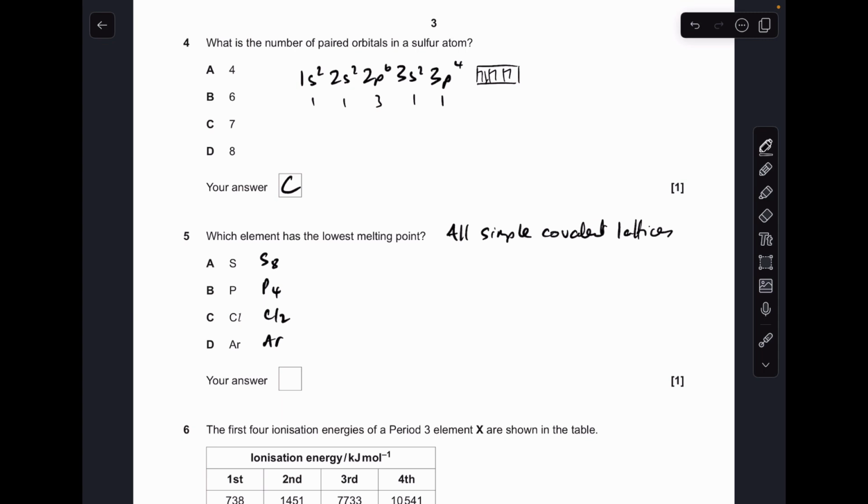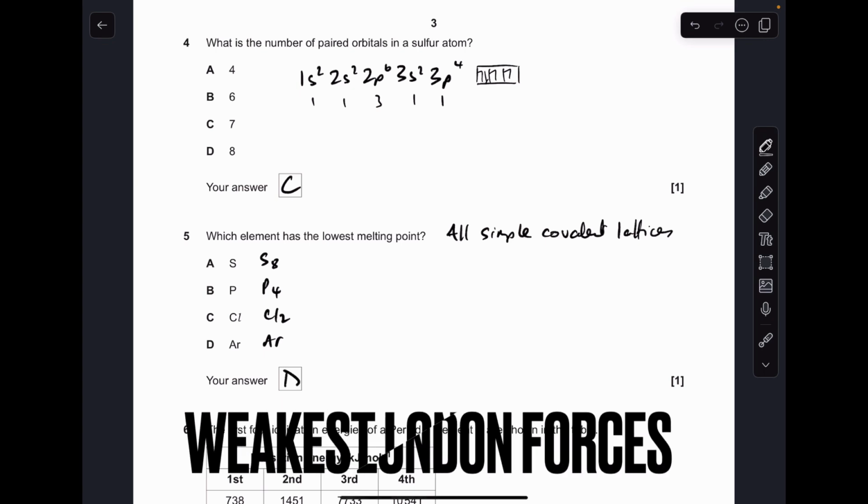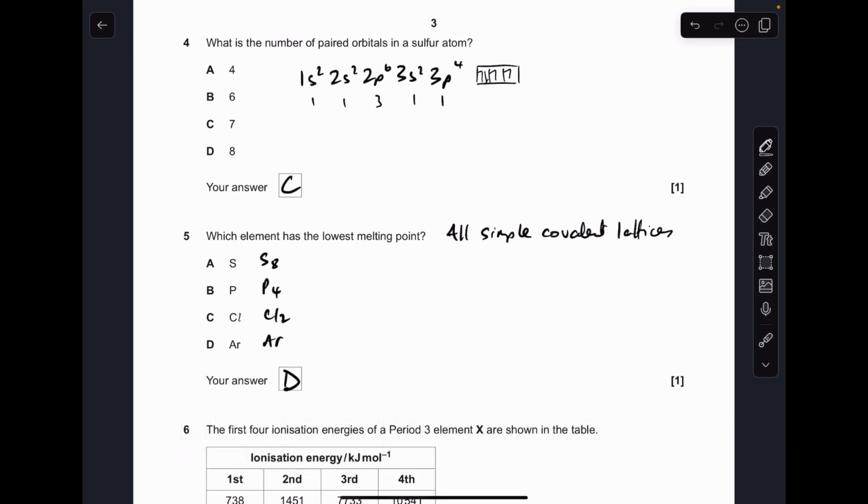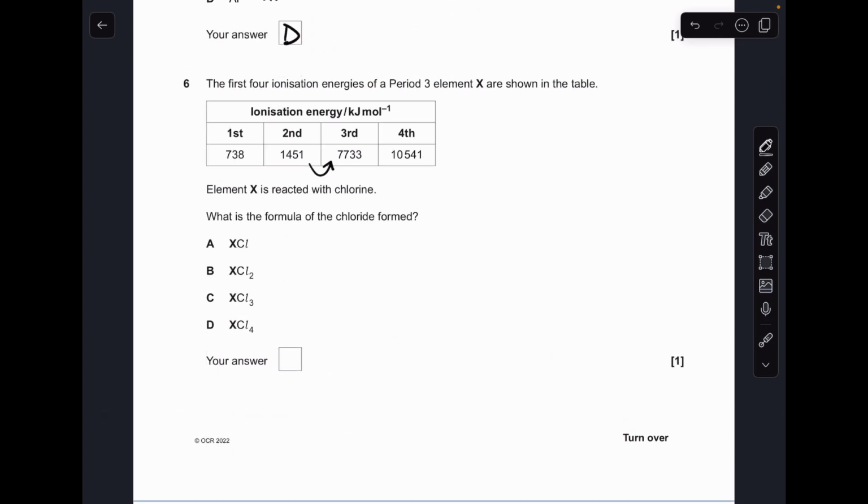Number 5, these are all simple covalent lattices in the solid state, so it's a bit of a test of your knowledge of their formula. So sulfur's S8, phosphorus P4, chlorine Cl2, and argon exists as individual atoms. So the lowest melting point would be the one with the least number of electrons, and that's obviously argon, so D was the answer.